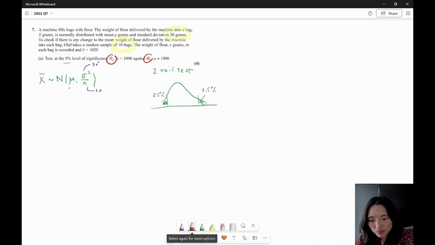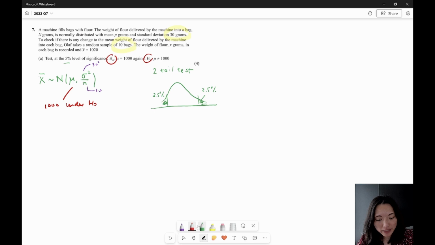Now, under H0, mu is 1,000. I'm asked to test at a 5% level of significance the null hypothesis, given X bar equals 1020. I don't know where X bar is, so now I'm going to draw on my diagram. Under H0, my mean would be 1,000. I want to see whether 1020 is in the critical region or not. So 1020, I'm going to draw in purple. 1020, of course, is to the right of 1,000, it's greater than 1,000. So 1020 could be here, or it could be here.